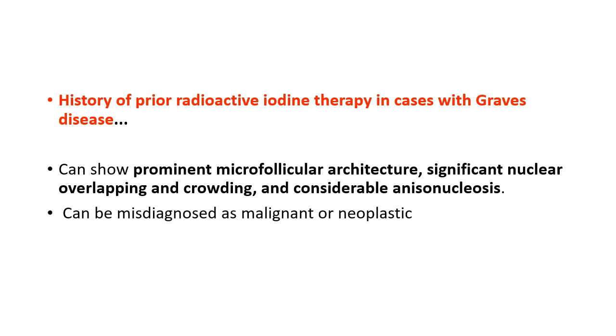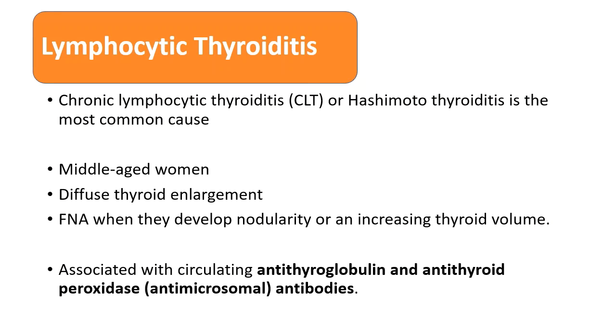The second entity we will be discussing is lymphocytic thyroiditis. The most common cause for lymphocytic thyroiditis is Hashimoto's thyroiditis, seen mostly in middle-aged women with diffuse thyroid enlargement, and FNAC is done when they develop nodularity or an increasing thyroid volume. These cases are associated with circulating anti-thyroglobulin and anti-thyroid peroxidase antibodies.